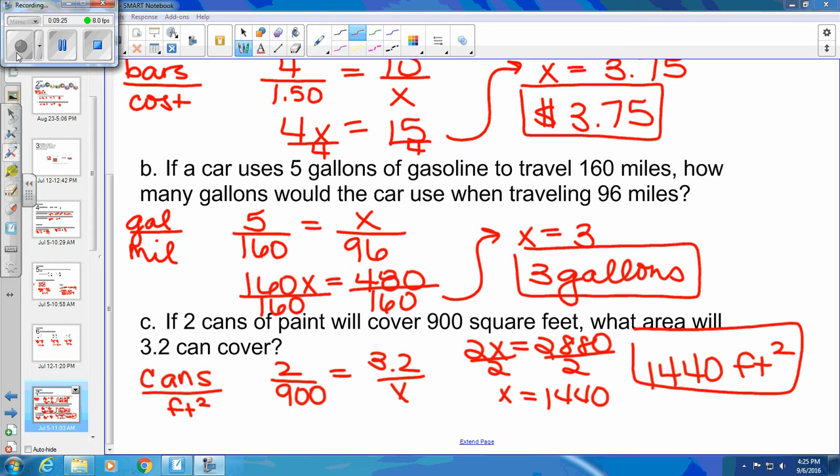But most important, I wrote off on the side my gallons to miles and my cans to feet squared, just to help me out. You also want to ask at the end, does your answer make sense?